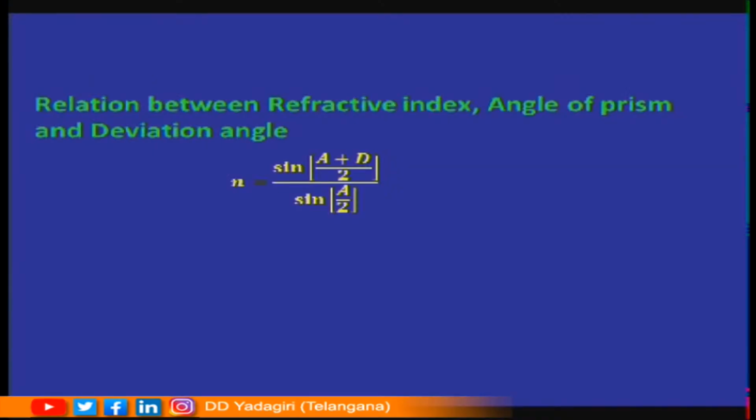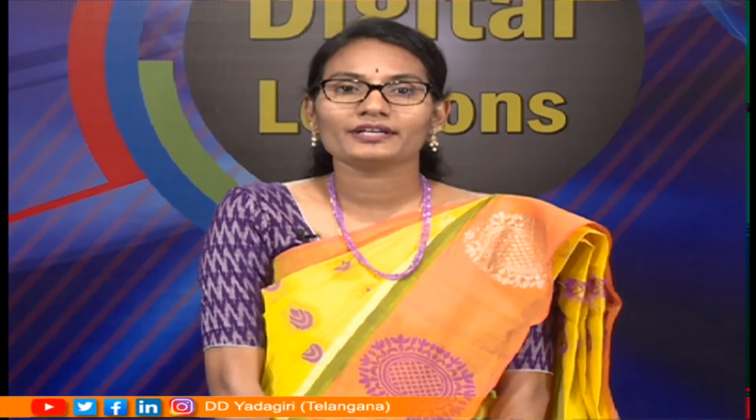Relation between refractive index, angle of prism and deviation angle. Here n equal to sin (A plus D) by 2 divided by sin A by 2. Sin is a trigonometric function, you will learn in your mathematics, children. Here capital A is the angle of prism, that is the angle between the two interfaces. Here D is the angle of minimum deviation. So, by using this relation, n equal to sine (A plus D) by 2 by sine A by 2, we can calculate the refractive index of a material.